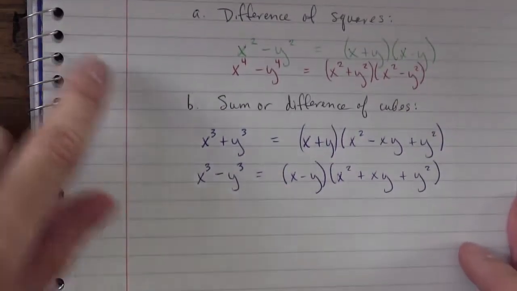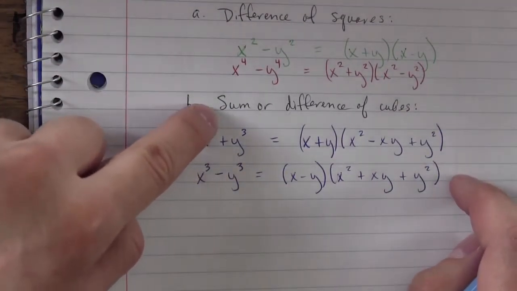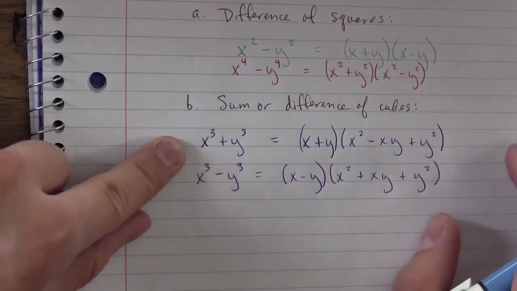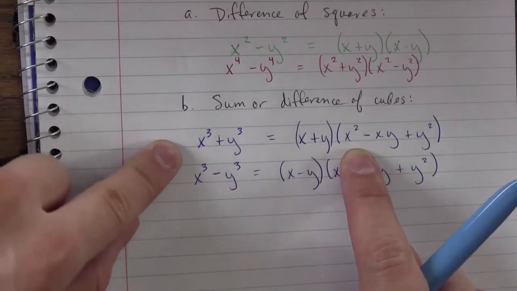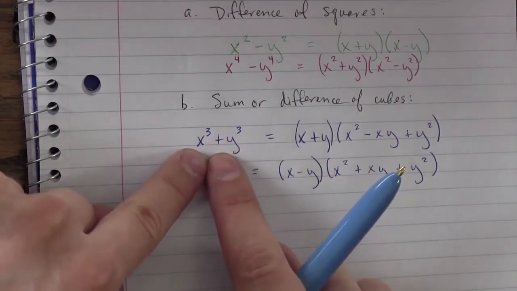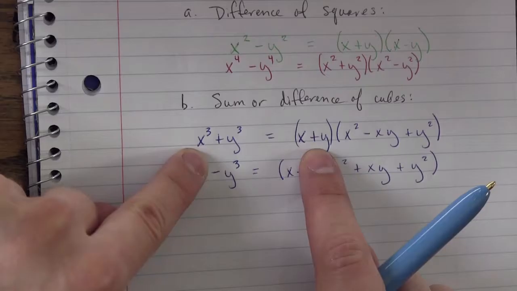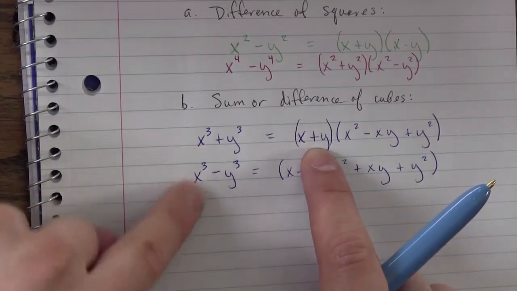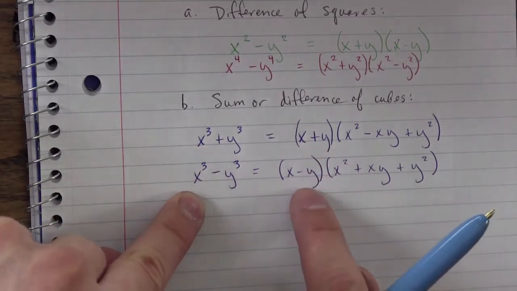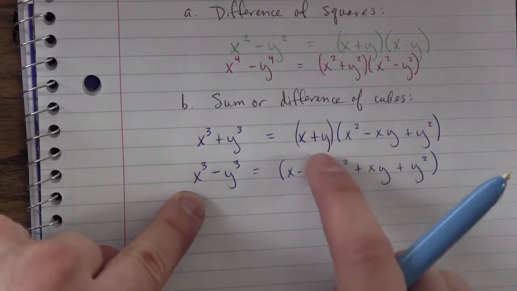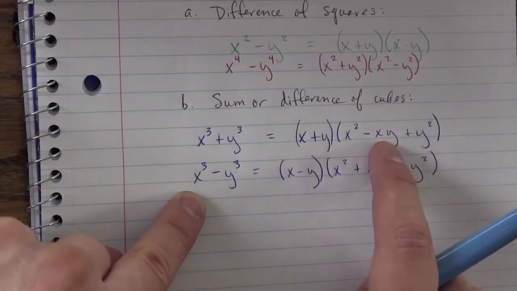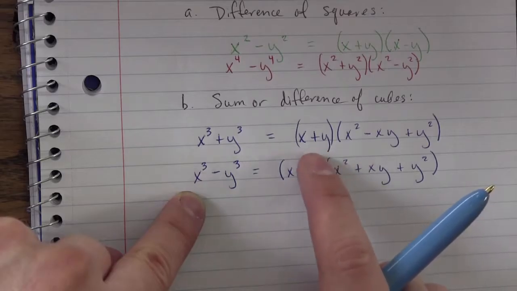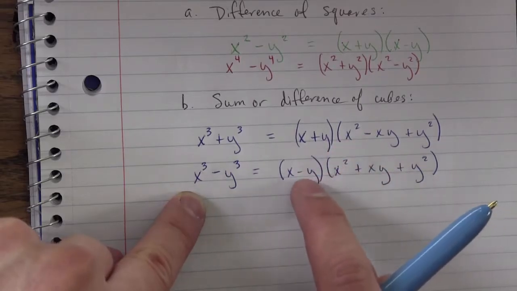Now here's one that you probably haven't seen before, which is the sum or difference of cubes. If you have x cubed plus y cubed, that factors into this. The way you can remember it is that with x cubed plus y cubed, the first term is going to be x plus y, and with x cubed minus y cubed, the first term is going to be x minus y. Whatever the sign of the first term is, it's going to be the opposite of the sign of the middle term of what comes after. So you can see here there's a plus and a minus, and here there's a minus and a plus.